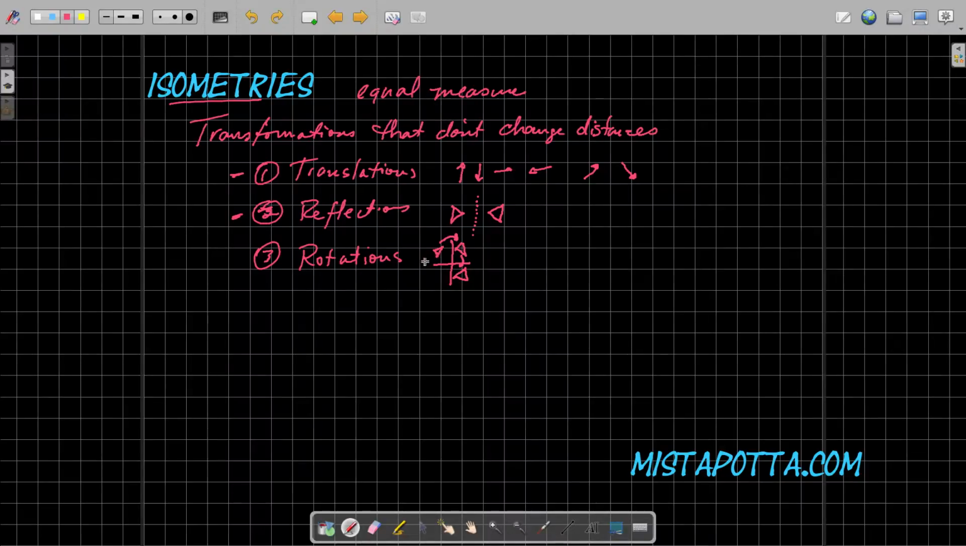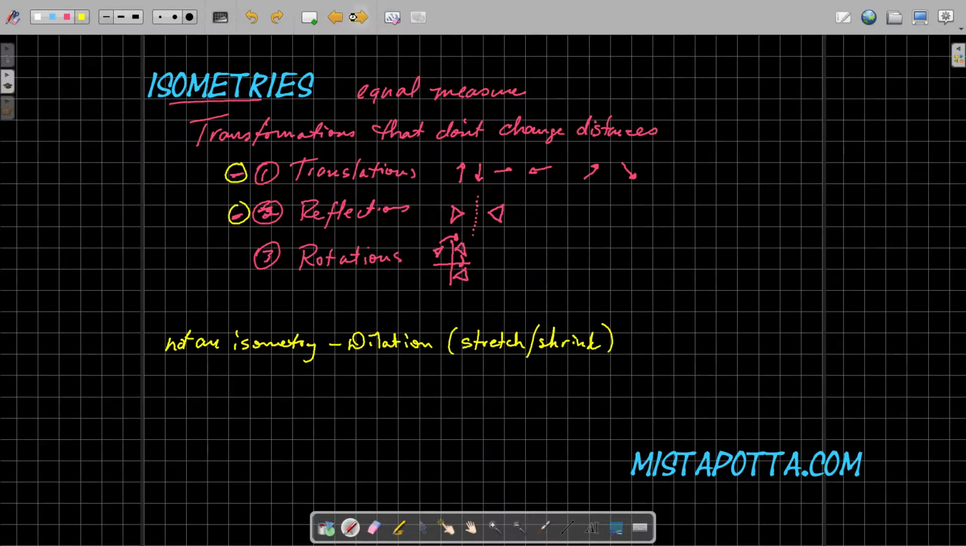So there's one other transformation that we will be talking about in our next video, but it's not an isometry. And that's a dilation. And a dilation you can think of as a stretch or a shrink. But we'll really be talking about that more in tomorrow's video. Today, we really want to emphasize translations and reflections.